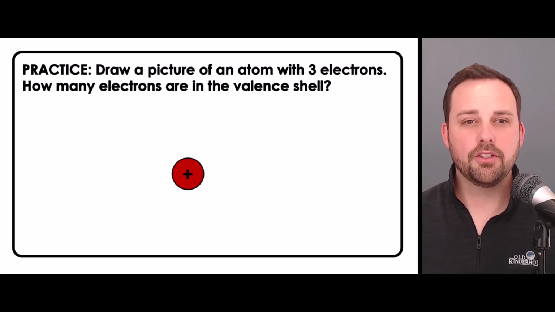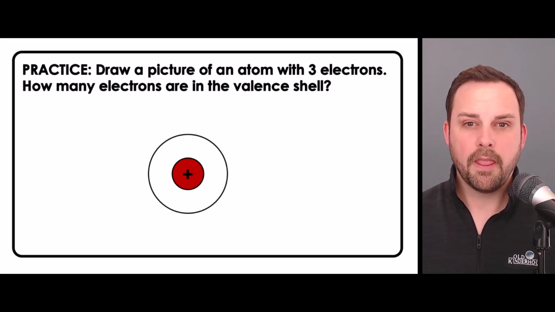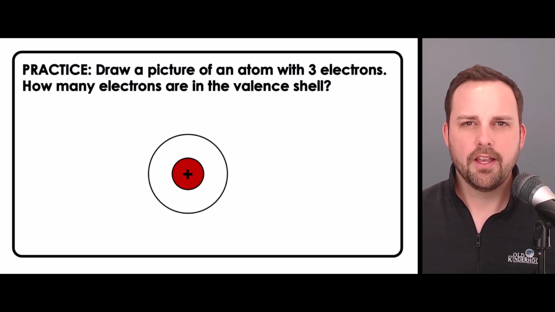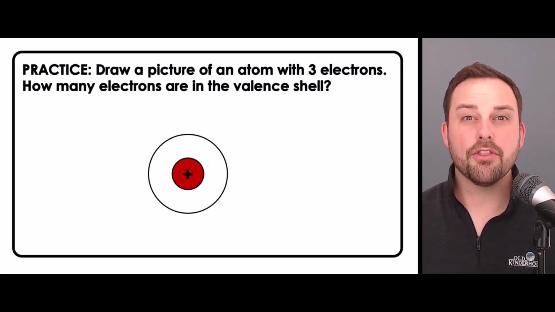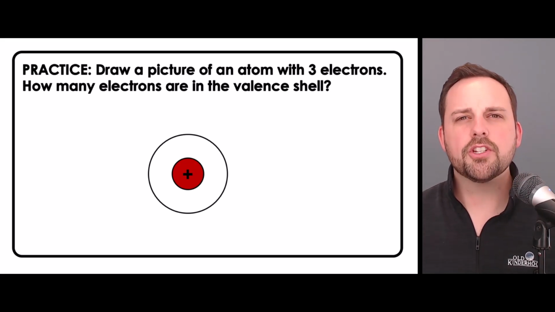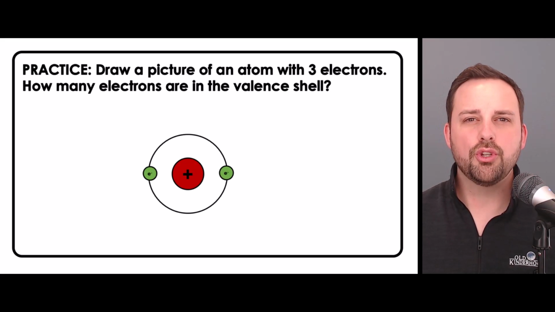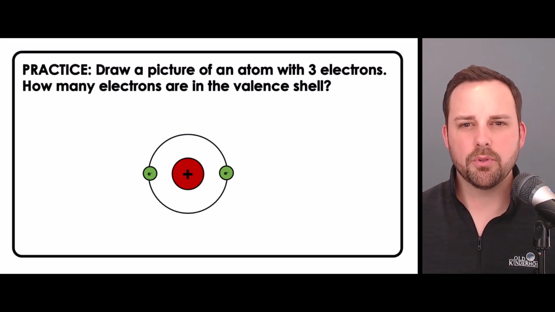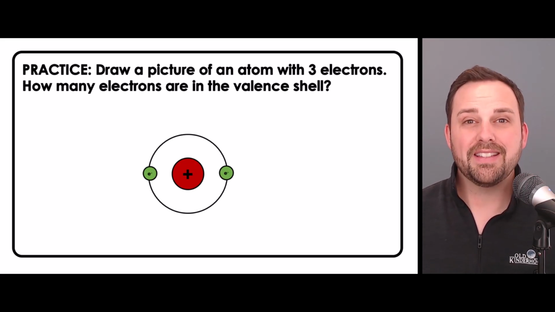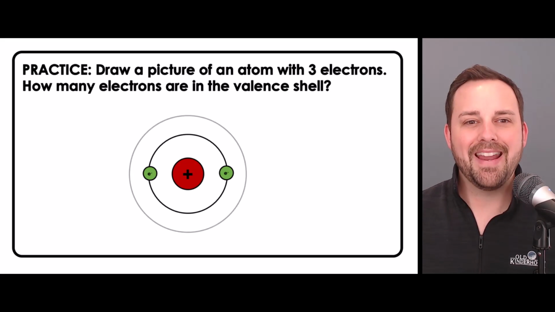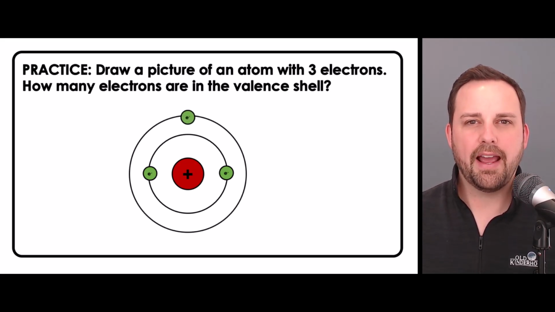The first thing we need to do is draw the first shell, and we'll need to put the correct number of electrons inside. So in total, we're supposed to draw 3 electrons, but we know that shell number 1 only holds 2. So we'll start by drawing 2 electrons inside of shell number 1. Well, what do we do with the additional electron that we need to draw? Right now we only have 2, but we need 3. We have to draw the next shell, and we'll add that remaining electron to that outer shell.